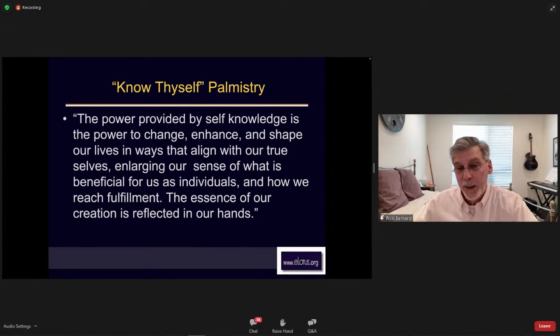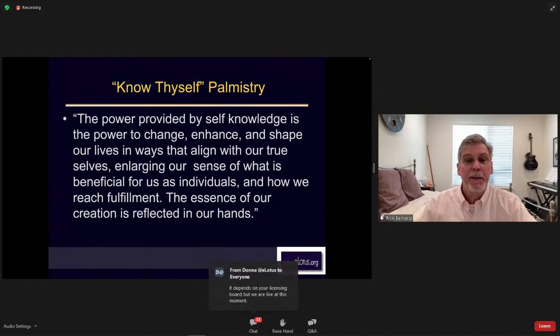So this is Know Thyself Palmistry. This is issue-oriented palmistry. This isn't about reading the future, although you can get some information about how a person is likely to behave based on the way they're wired, what their inclination is. So the power provided by self-knowledge is the power to change, enhance, and shape our lives in ways that align with our true selves.